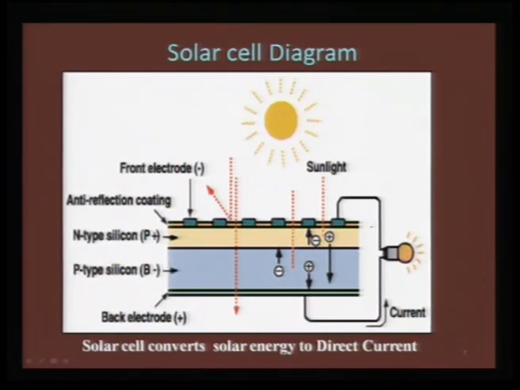So, a solar cell essentially converts solar energy directly to current, and this is the assembly, and in this assembly you have a lot of intricate things which we will be looking at. For example, you have a reflective coating, and then you need to have a transparent electrode so that you can knock out an electron from the n-type silicon.